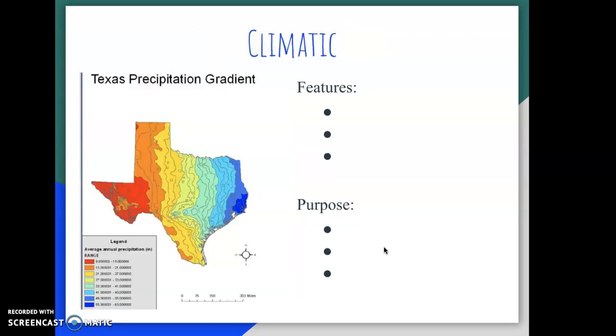Next is climatic, which is self-explanatory in the name, but some features here are, it's usually very colorful, showing a gradient, whether that be a gray gradient or a rainbow gradient here, showing features such as precipitation, any type of weather, wind, cloud coverage. Here it's the average annual precipitation, starting with a lower amount in the red and a higher amount of precipitation in the blue. The purpose of this, again, is to show the weather, temperature, or climate of an area, just to show information. If you want to know how much rain Texas gets, then that climatic map is your go-to.